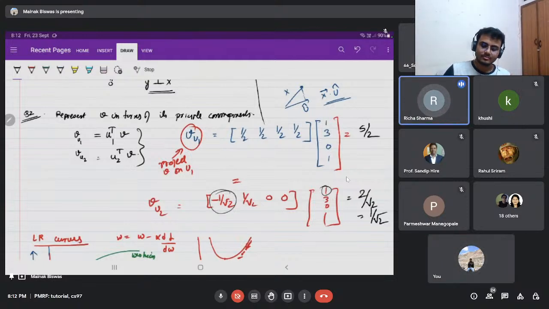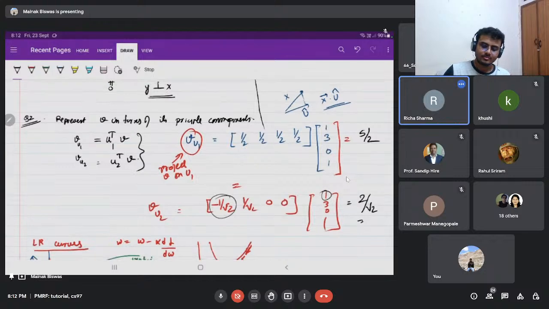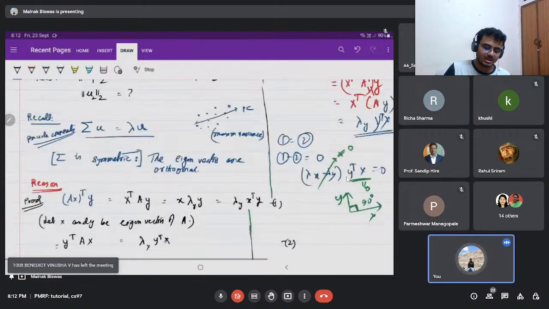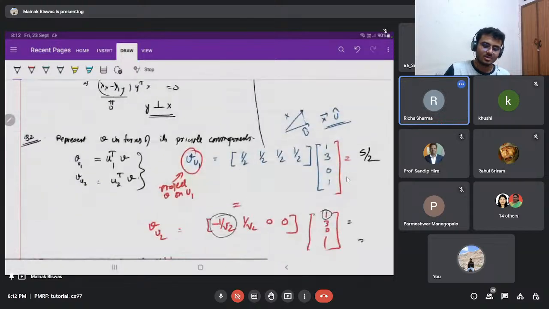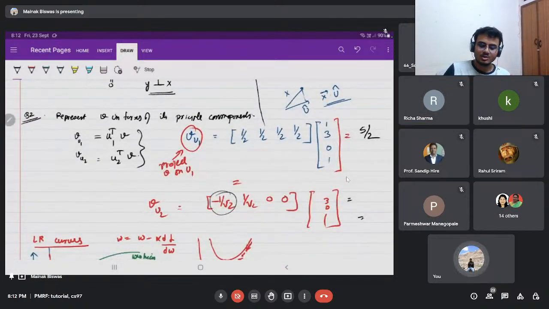Sir, I think the second term is negative. It is 1 by root 2 and then minus 1 by root 2. Oh, really? I think the first term... Achha, okay, sir. My bad. Sorry, sir. Okay, no problem. It doesn't matter. It's just the same thing, just calculation.